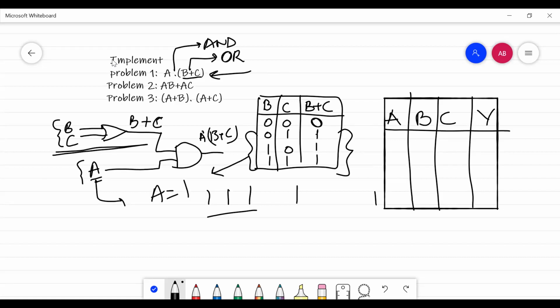to 1. So here I'm going to take 1, 1 and 1, because we have to go for all these three cases here. So with all A's as high, the values of B and C will be the same as from the truth table: 0 1, then 1 0 and then 1 1. For all these three values I am going to get a high over here.